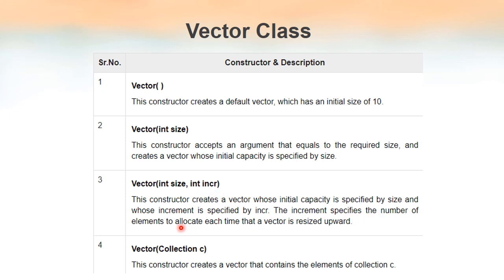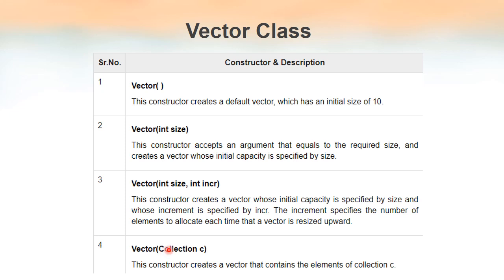So the increment specifies the number of elements to allocate each time that a vector is resized upward. Whenever we are trying to include an element that exceeds the initial size of the vector, the number of locations by which this vector will be increased will be determined by this second parameter.